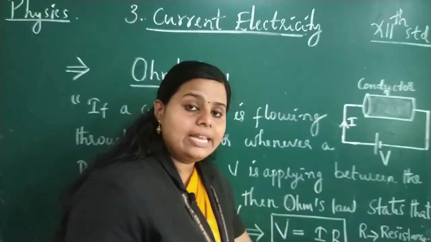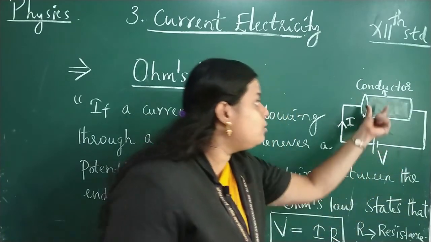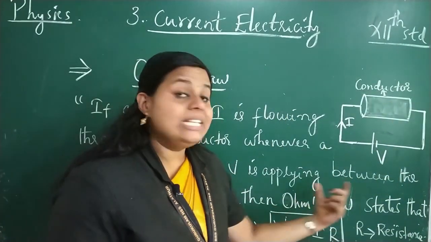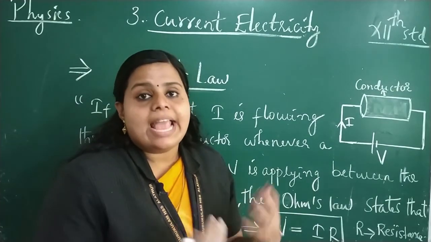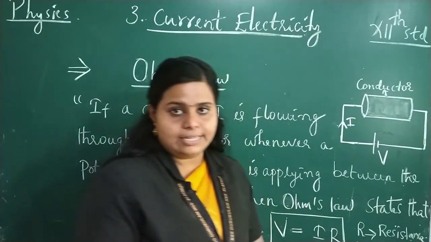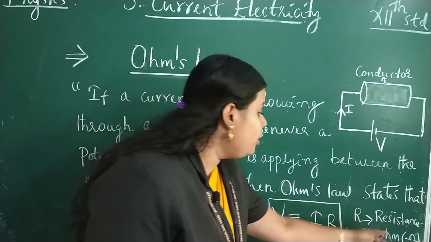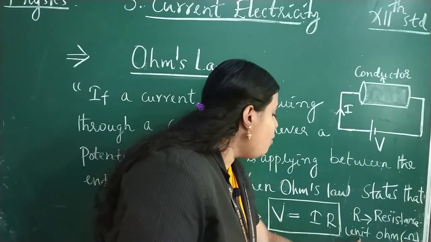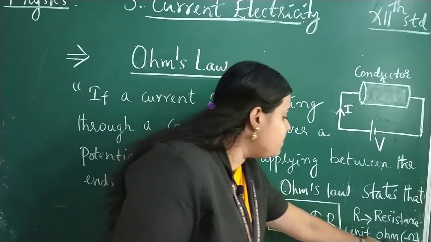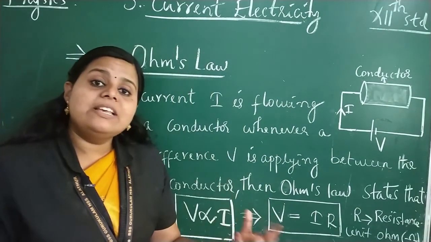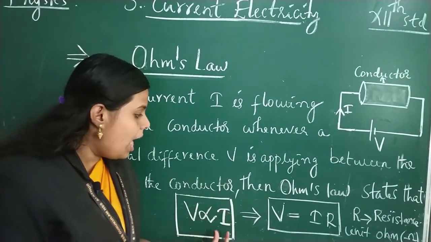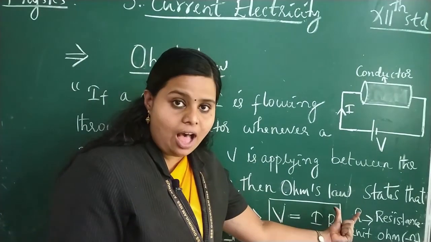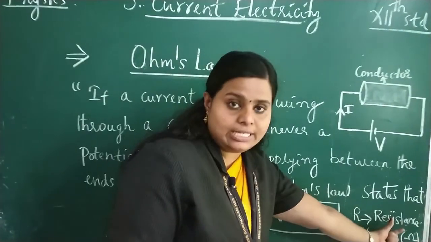What is R? Yes, R is the resistance of the conductor. Resistance means the ability to oppose the current flow, that is resistance, right? Now what is the unit of resistance? Yes, the unit of resistance is ohm and its symbol is like this. So what is the mathematical expression for Ohm's law? V is directly proportional to I, or V is equal to IR, where R is the resistance.